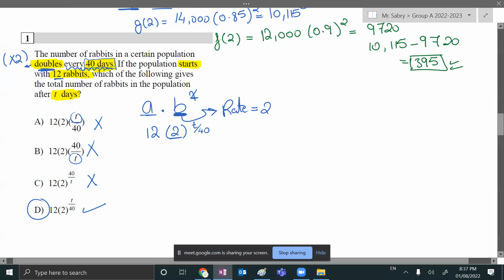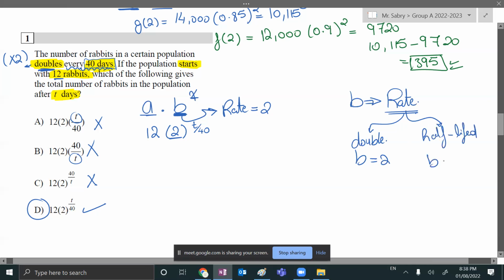A times B, and I understood that B is half and A is the original amount. But other than that, no, B is not a must to be half. You missed that part. B is what we call the rate of whatever is happening. If they say that they double every so and so, then B will be equal to 2. If they said that they are half-lifed every so and so, then B will be equal to half. So B is the rate, whatever it is that's happening.